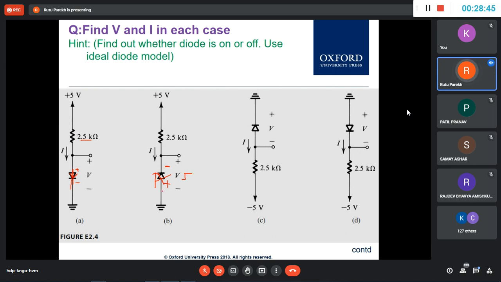The terminal is like this, so the voltage is that way, otherwise it is -5 as you see the terminal. But across the diode we will say 5 because of the diode's arm here. But if you remove the diode and keep the terminal, then it is -5.